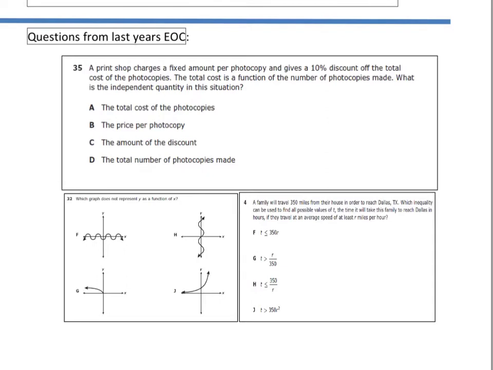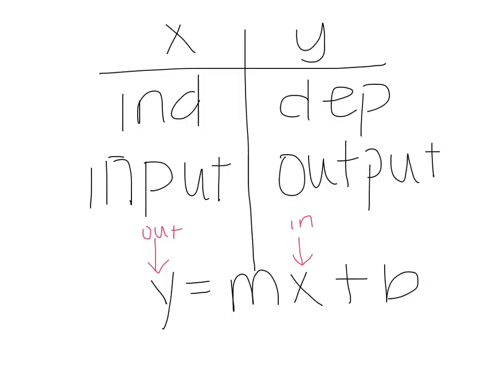The question says, a print shop charges a fixed amount per photocopy and gives a 10% discount off the total cost of photocopies. The total cost is a function of the number of photocopies made. What is the independent quantity in this situation? Well, before I can answer this question, I have to know what is independent and what is dependent.